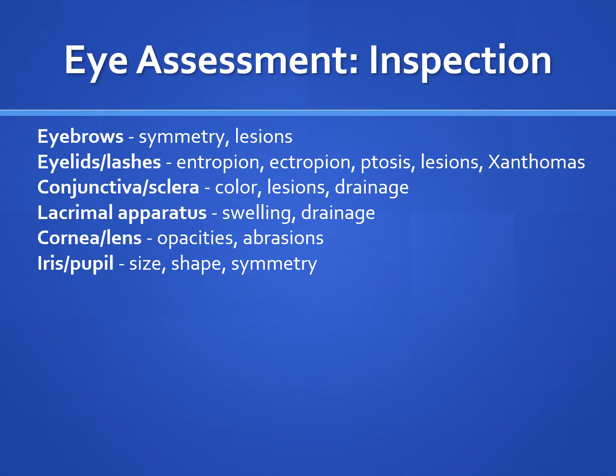And then the lacrimal apparatus, which is the inner canthus area, we're looking for any swelling, excess tearing or drainage. Blocked tear ducts can cause watery eyes. The cornea and the lens should be clear and smooth, and the lens should be transparent. Any abnormal findings would be cloudiness, which could indicate cataracts, and then scratches like corneal abrasion, which can be really painful. And then we're also looking at the iris and pupil, assessing the size, shape, and symmetry. They should be round, equal, and reactive.